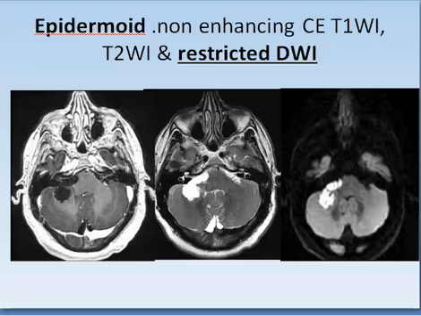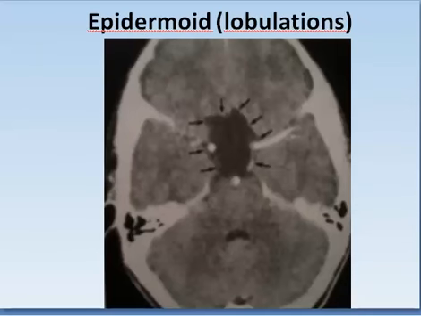This is epidermoid. It's non-enhancing, usually presents as hypo T1, hyper T2 with restricted diffusion. Another epidermoid which is not enhancing. This is CT with contrast. It presents lobulation. So cysts with lobulations, cysts with restricted diffusion, and cysts with no evidence of enhancement are usually epidermoid.